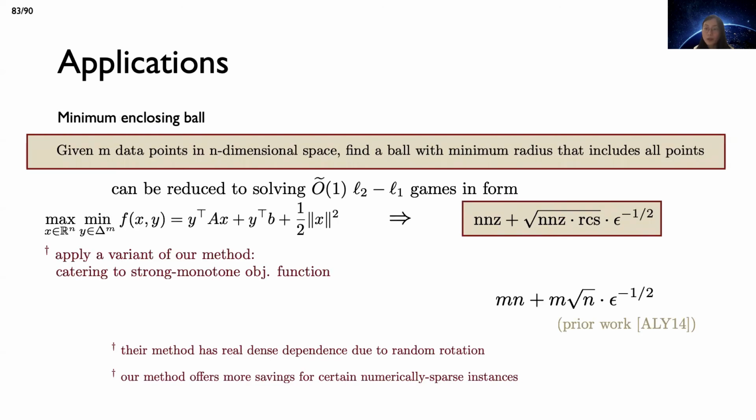A problem of similar flavor is the minimum enclosing ball, which asks to find a ball with minimum radius that includes all m points lying in the n-dimensional space. The reduction to a regularized bilinear saddle point problem has also been shown in previous work. We apply a slight variant of our saddle point algorithm with strong monotonicity to incorporate the regularization term. We again obtain runtime improvements for sparse and numerically sparse matrices compared to prior art.